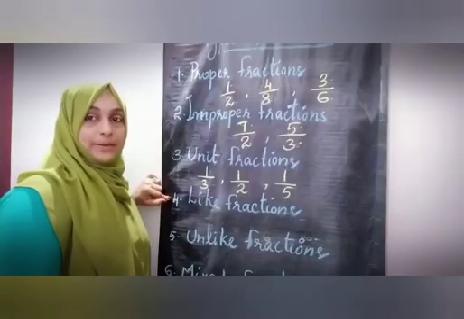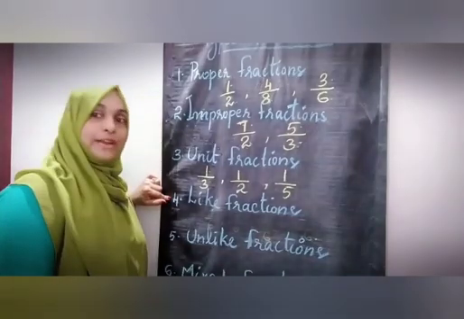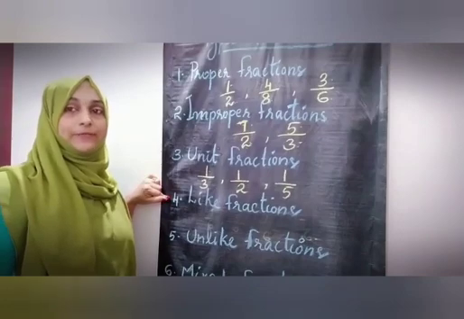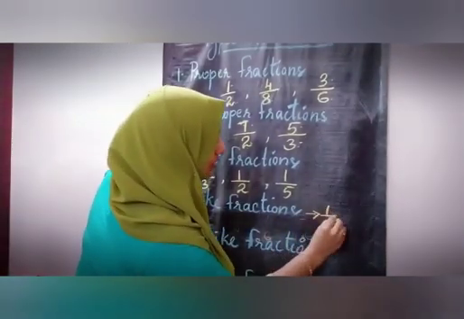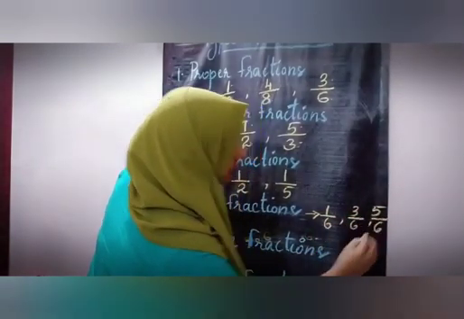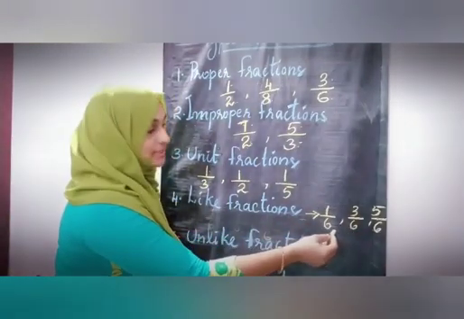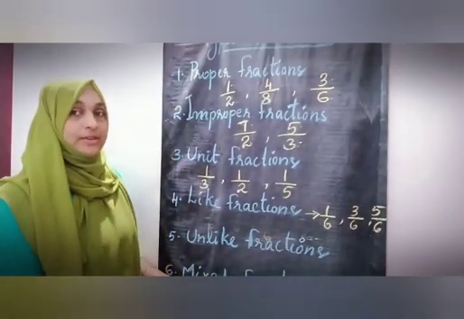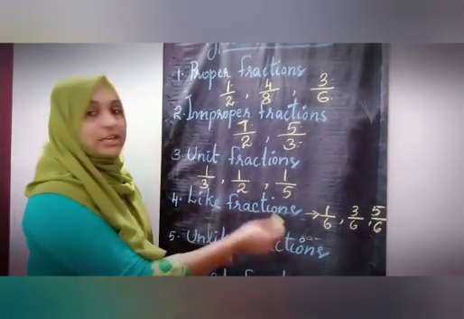Next type is like fractions. Fractions having the same denominators are called like fractions. Example, 1 by 6, 3 by 6, 5 by 6. Here some fractions are given, all having the same denominator 6. Fractions having the same denominators are called like fractions.